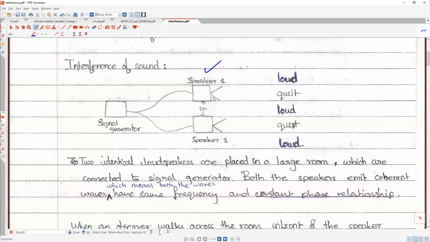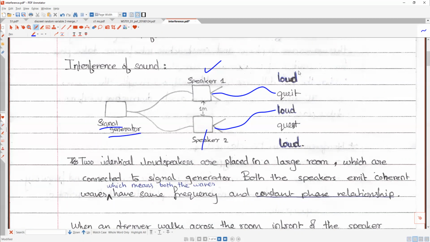So you have two speakers. They both are emitting coherent waves. You know what the meaning of coherent waves is, right? Yes, the waves which have a constant phase relationship, and they are the same type of wave. They have the same wavelength and the same frequency. Now they are connected to the same signal generator. That means both the speakers emit the same type of wave.